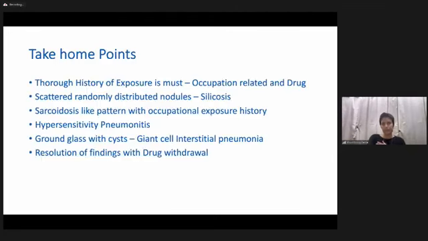So this just sums up what kind of opacities are to be expected if the patient is on one or the other drug. A few take-home points are that a thorough history of exposure is a must, both occupational and drug-related. Whenever you see scattered, randomly distributed nodules in a patient with some occupational history, or when you try to find out an occupational history, if there is nothing to suggest miliary tuberculosis, think of silicosis. Tuberculosis is a huge mimicker, but there are certain features which can help us differentiate. We've already discussed it. We should know about hypersensitivity pneumonitis, which is a pattern of lung involvement.